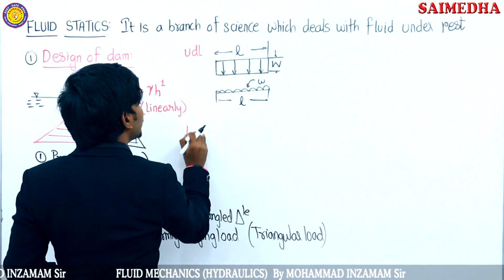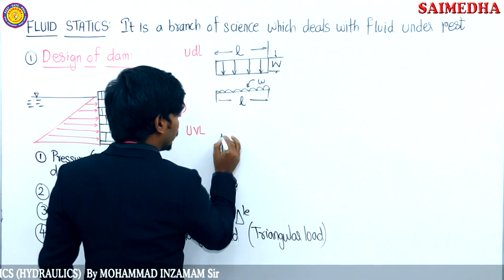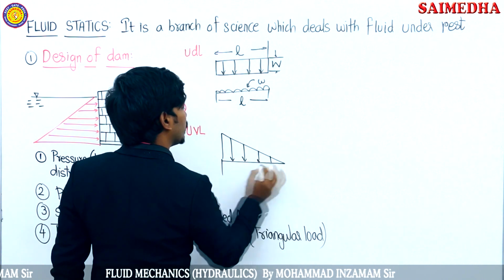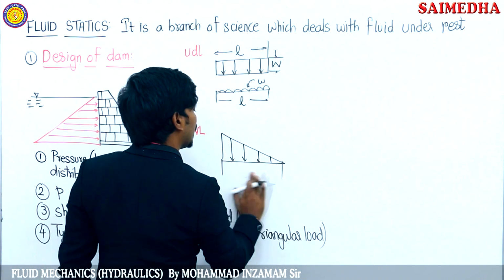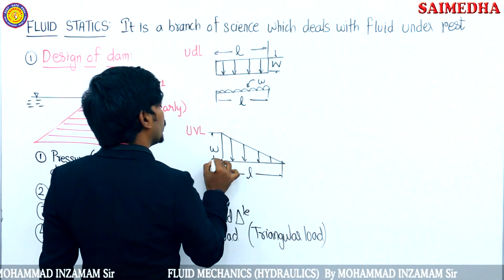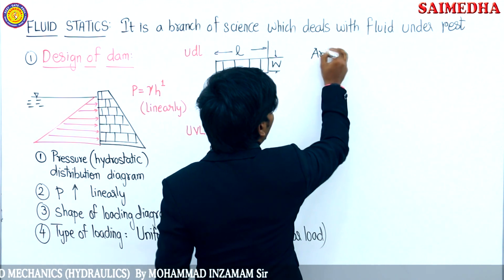Whereas what is a uniformly varying load? Uniformly varying load is also called a triangular load. Observe, this is a triangular load, guys. This one is W, this one is length, na? This one is length and this one is W. Okay. Now, the note point you need to remember is area of loading diagram.